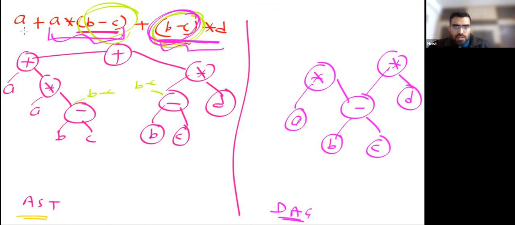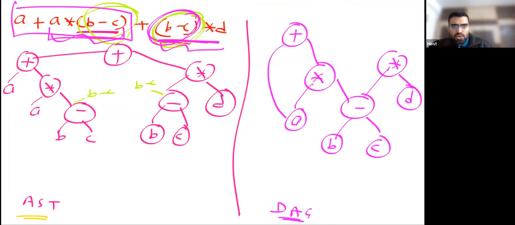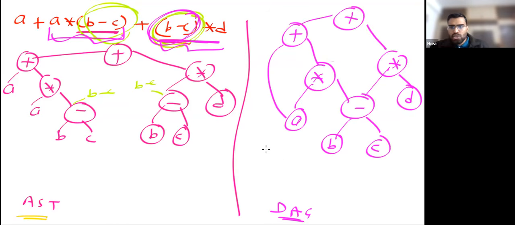So first we add these two. This is your A into B minus C. Remember, in this you have to add A. A you already have, so you don't have to create another node for A. Just use this and use this and add them. Now you have added these two. Now you will add this with this. So this is your DAG.